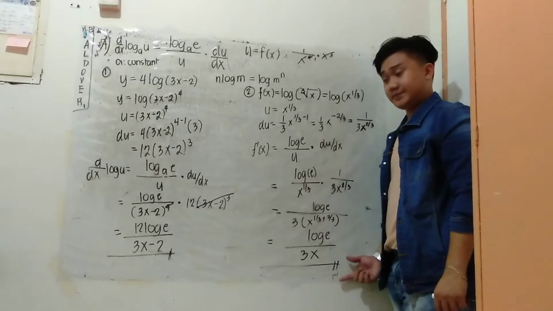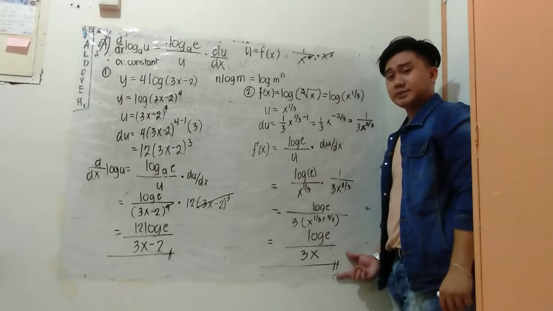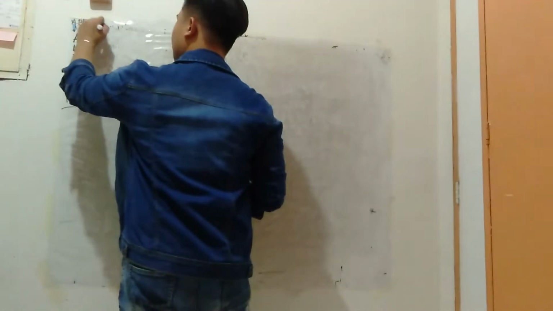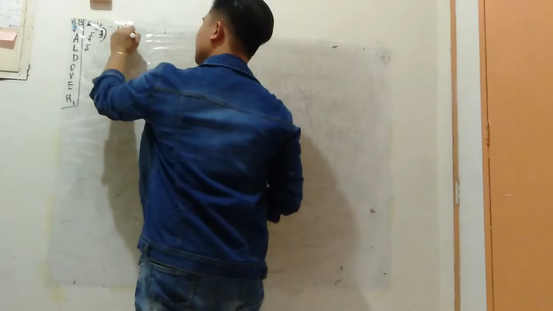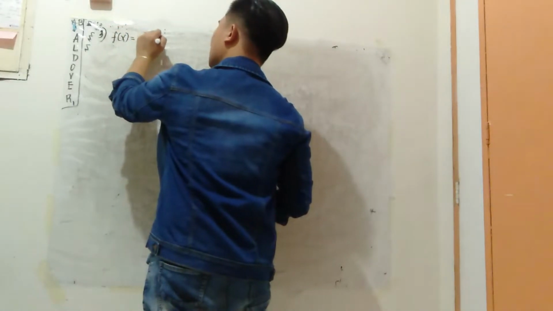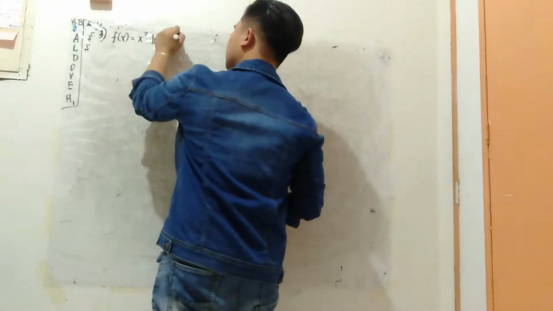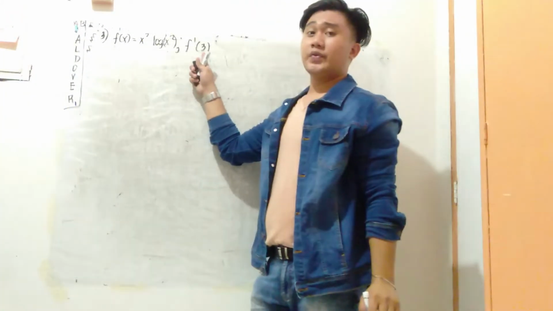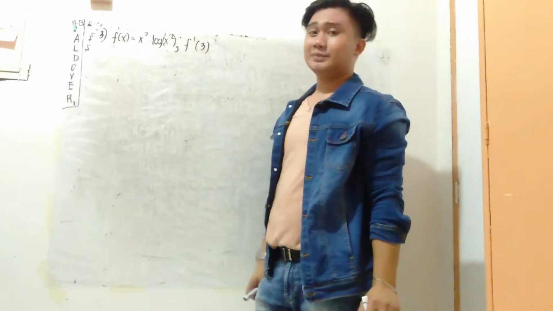So, copy the examples. Okay, third example. If f of x is equal to x squared log of x squared, evaluate the first derivative at which x is equal to 3, or f prime of 3.